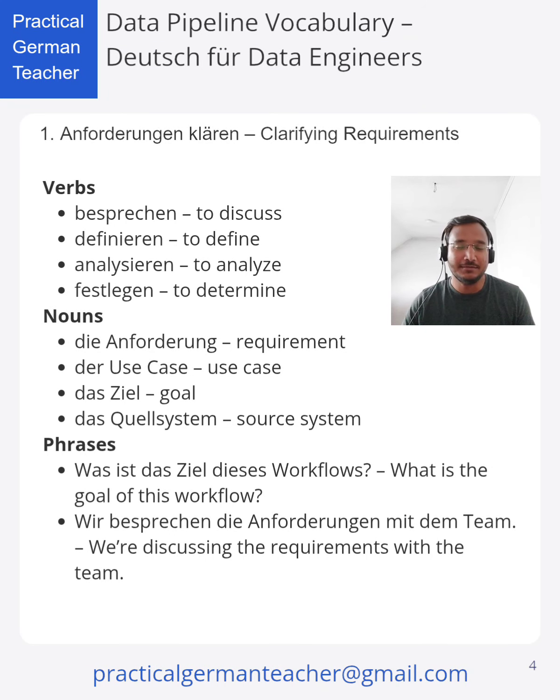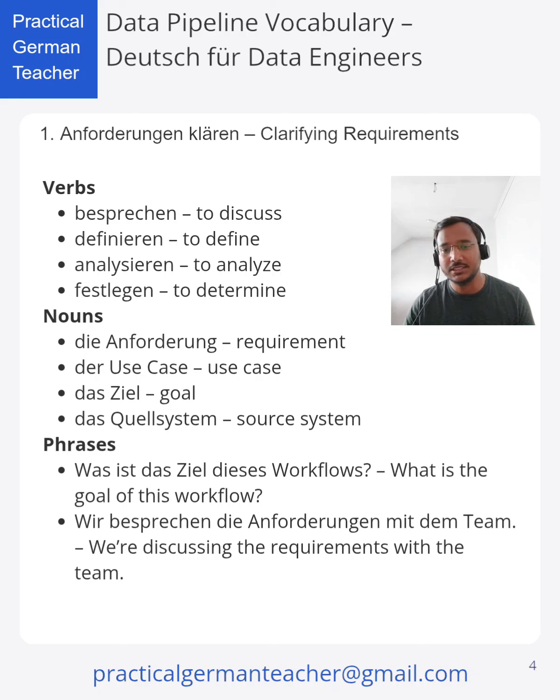Okay, first things first. Before you build anything, even the data pipeline, you have got to understand what the client or the product owner actually wants, right? What actually are the requirements of the end users? And that is called Anforderungen klären. Anforderungen klären is the German way of saying, let's figure out what's needed. To be specific, Anforderung means requirement. Anforderungen will mean requirements. Here are some helpful words.